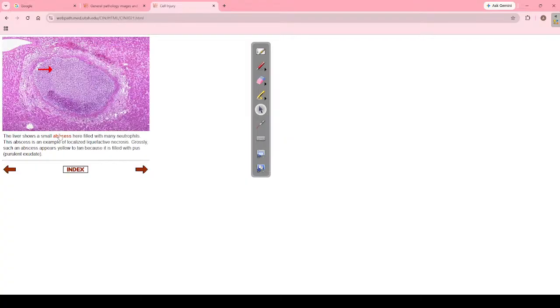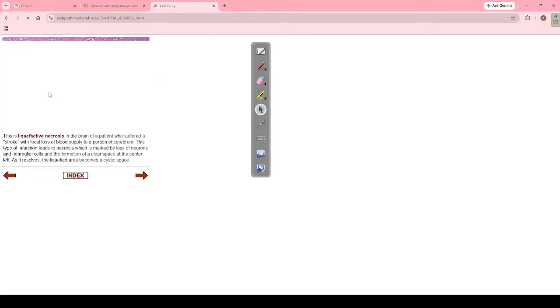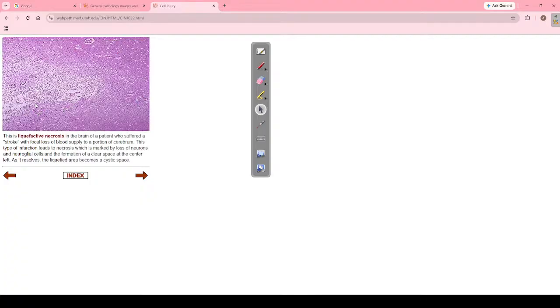Here is a small liver abscess, and many neutrophils are there, and it is a localized liquefactive necrosis. Grossly, it is yellow to tan because it is filled with pus. It is a purulent exudate. Next we have another example of liquefactive necrosis. Here you can see very few cells.